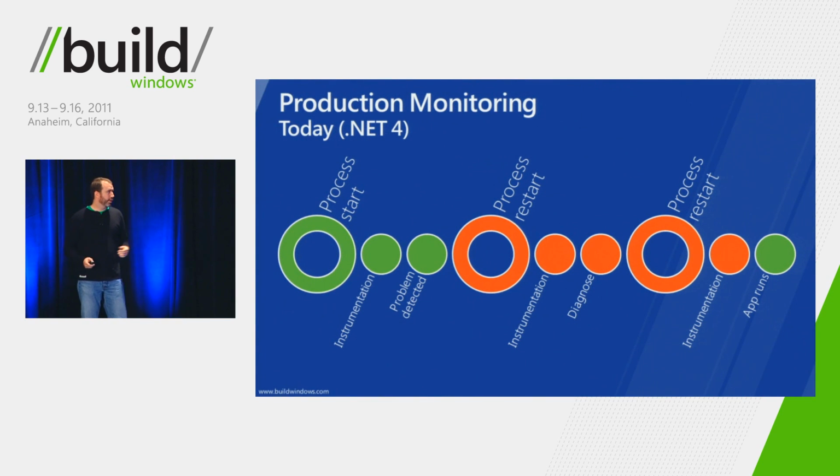So I'll run you quickly through a production monitoring scenario the way it works today with .NET 4. So you have a process start. You've got to start your process in order to do anything. You've got some base level of instrumentation that happens. And after a while, maybe there's a problem that's detected. One of those things goes up over a threshold. You say, oh, no, something's going on. I need to figure out what it is. Well, today, in order to instrument more fully, you've got to restart your process.